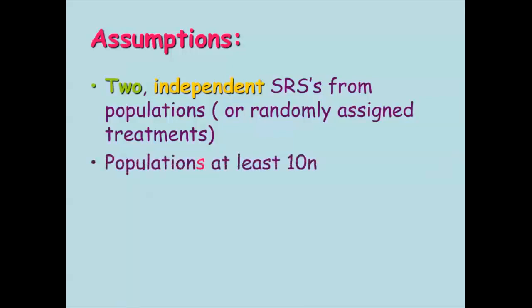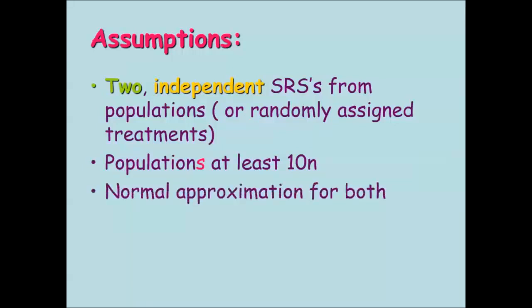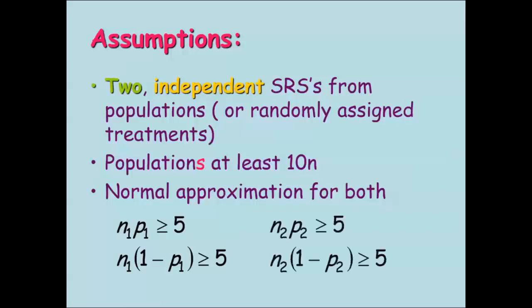The population is at least as big as 10 times the sample size. That it's normal for both. Now, with proportions, normally it's n times p is greater than or equal to 10, and n times 1 minus p is greater than or equal to 10. But with two sample procedures, we actually loosen up that standard and say that the first sample's got to be greater than or equal to 5, and the second sample also has to be greater than or equal to 5, which thus is consistent for the 10.